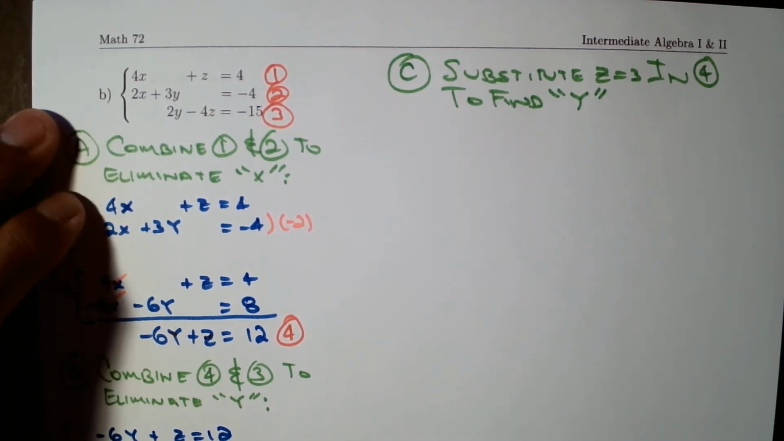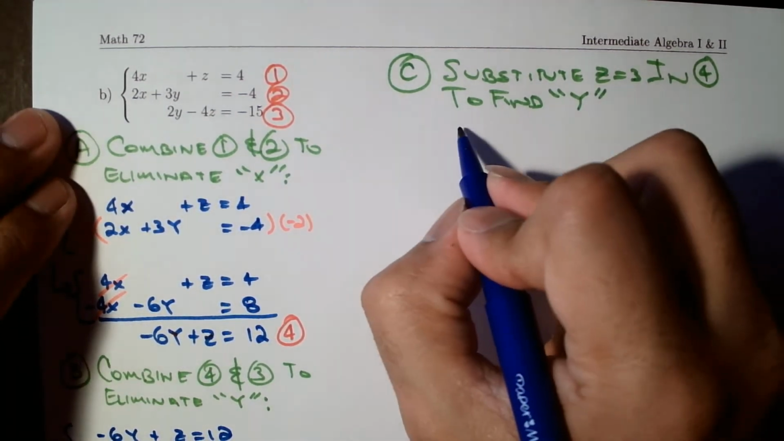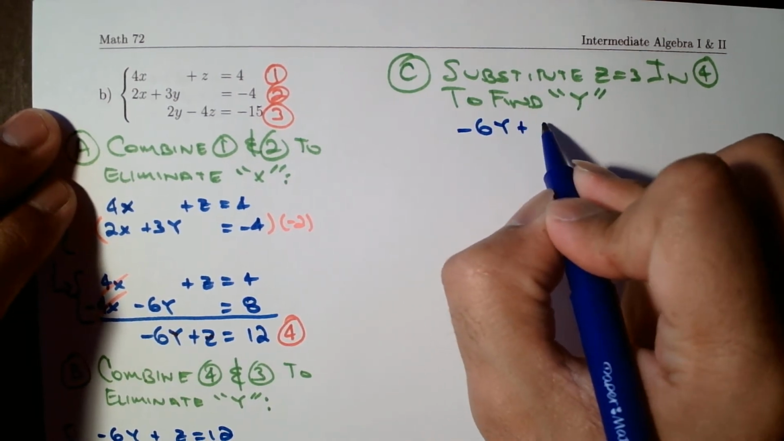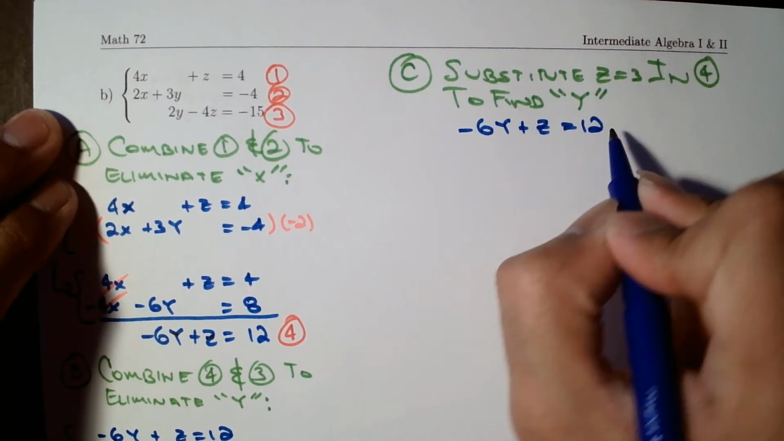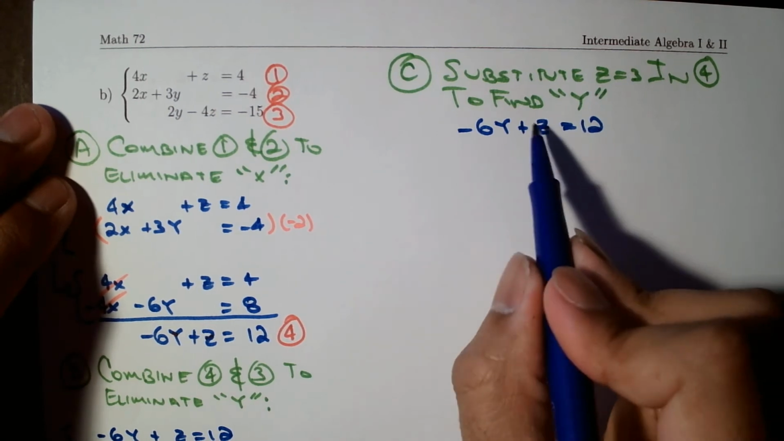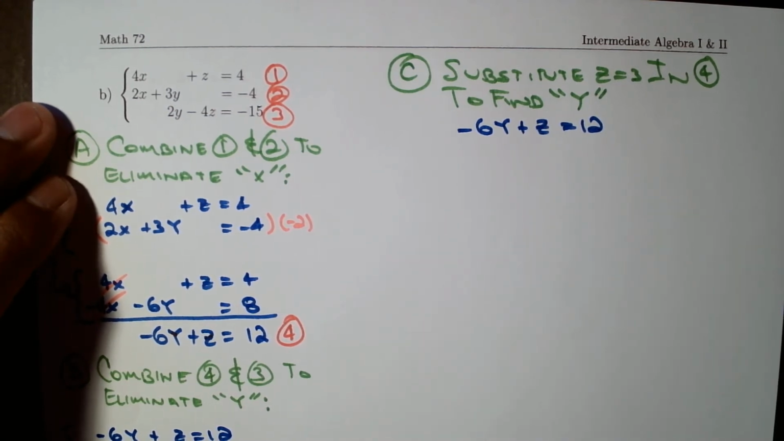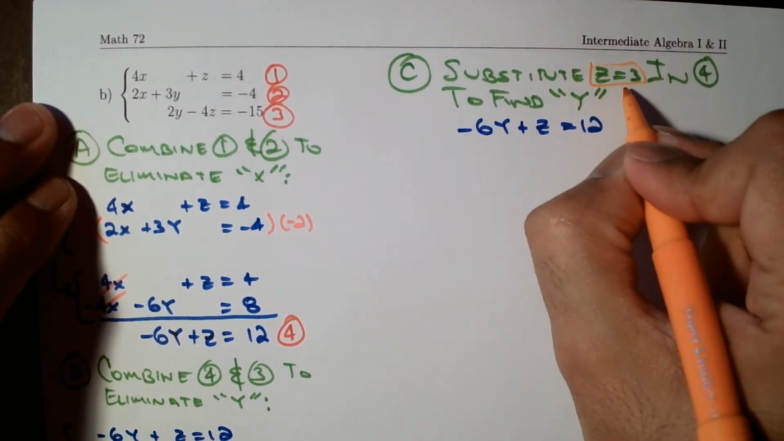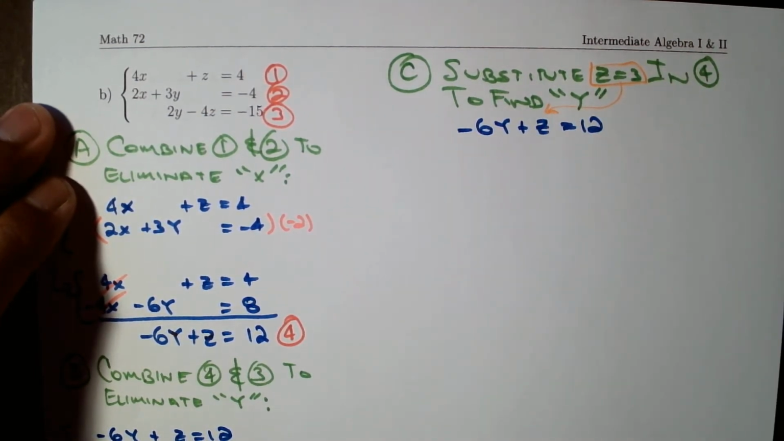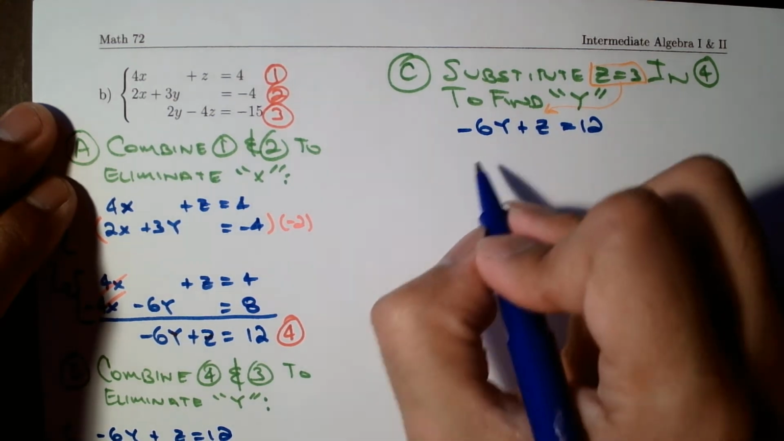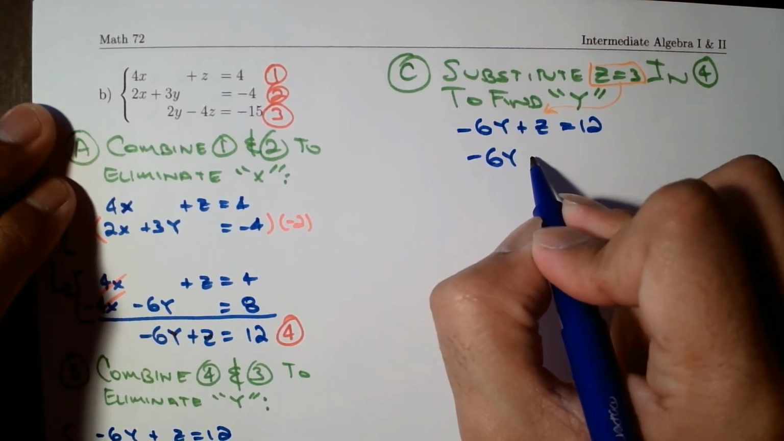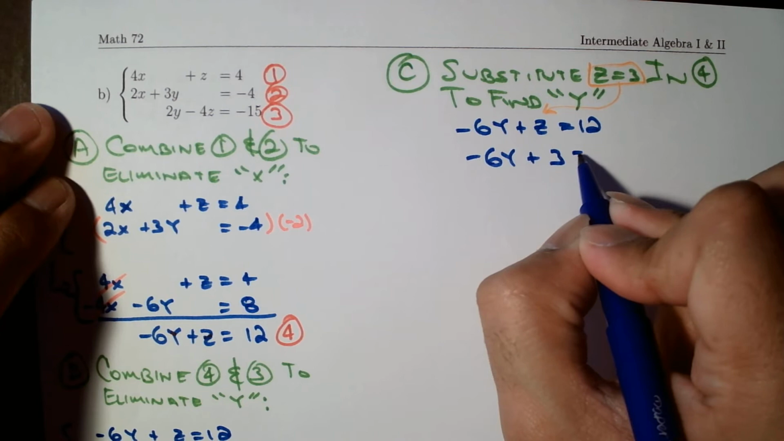Okay, so let me write that down. Equation 4, let me write it again: negative 6y plus z equals 12. That way you can see where I'm going to plug in this z equals 3, which in this case is right over here. I'm pointing with an arrow just so you can see. So negative 6y plus 3 equals 12.